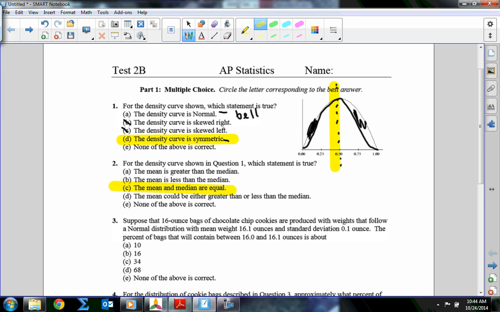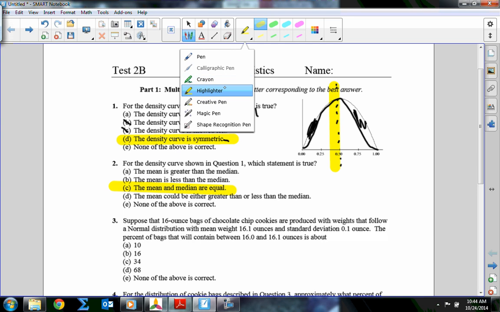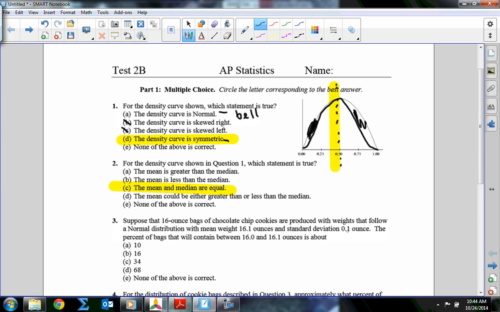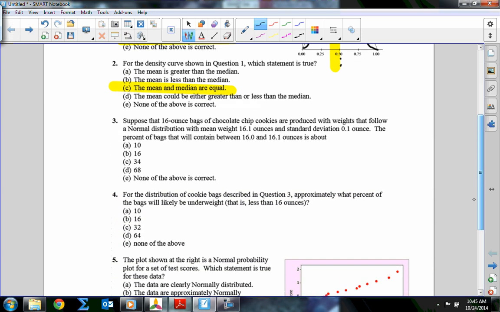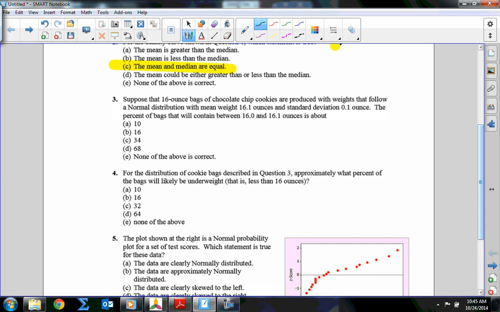Number three, suppose that a 16-ounce bag of chocolate chip cookies are produced with weights that follow a normal distribution with a mean weight of 16.1 ounces and standard deviation of 0.1 ounce. The percent of bags that will contain between 16 and 16.1 is about. So this question refers to the 68, 95, 99.7 rule. And I told you I always like to sketch myself a picture. It helps me see it.